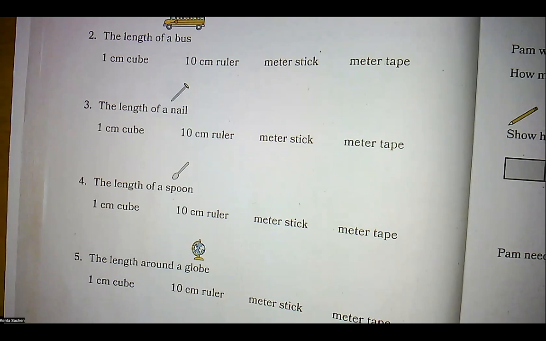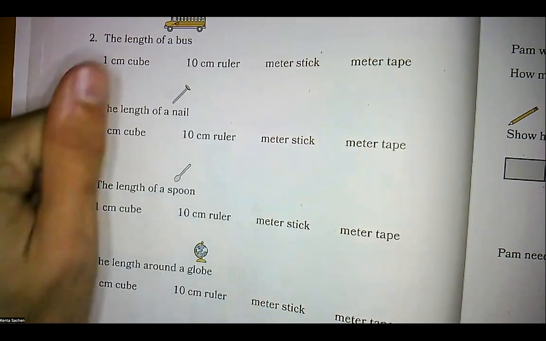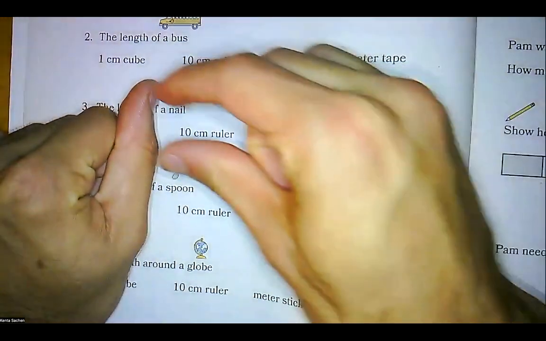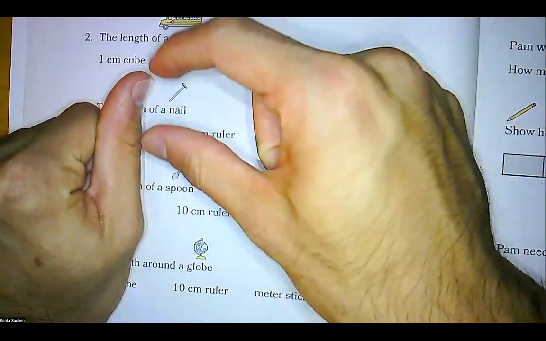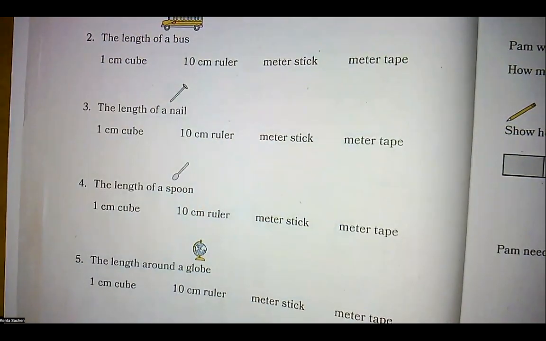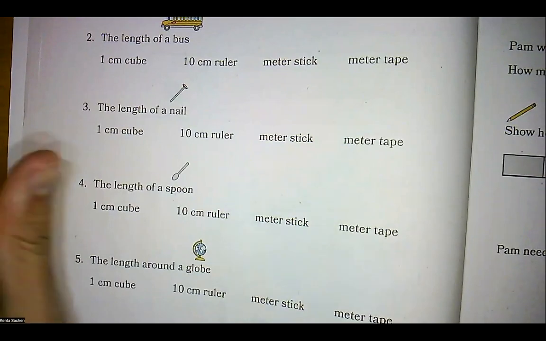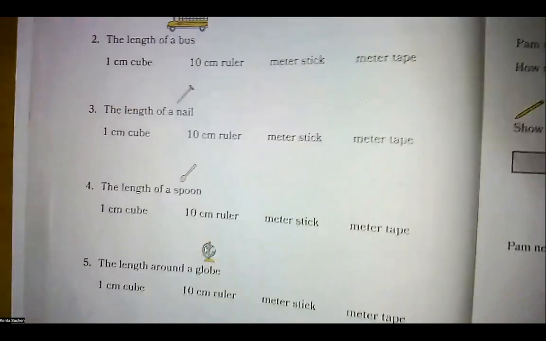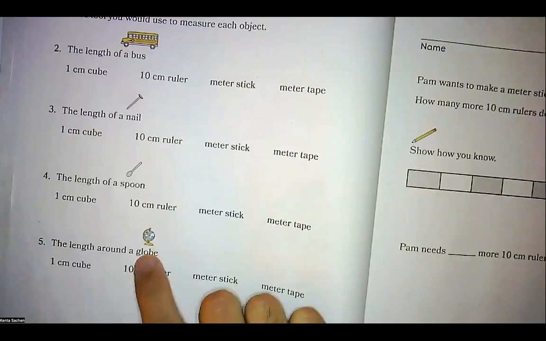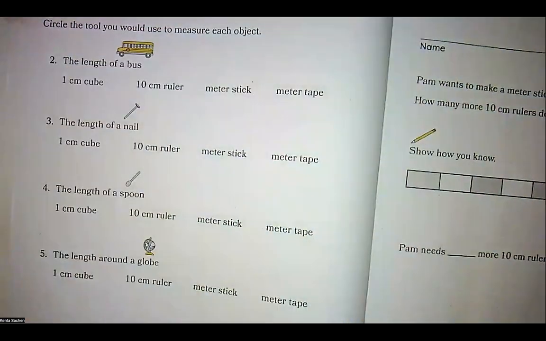Now, in case you don't know, a nail is not that big. If you get out your thumb, a nail is usually shorter than your thumb, maybe about half the size of your thumb. I know your thumbs are a little smaller than mine, but usually a nail is about half the size of your thumb. I think we know how big the other objects are. Okay, remember, the globe is going to be round.